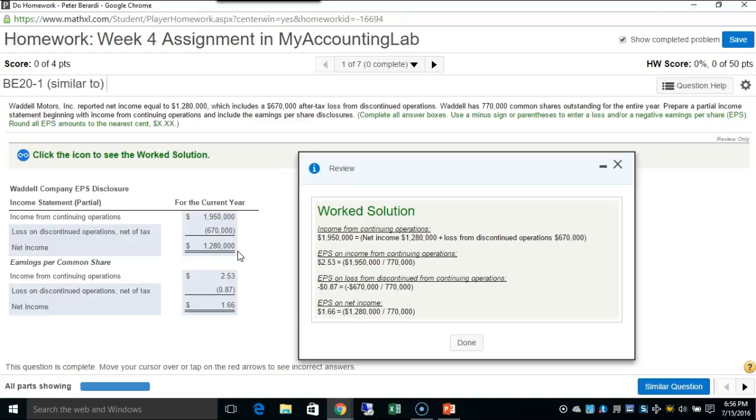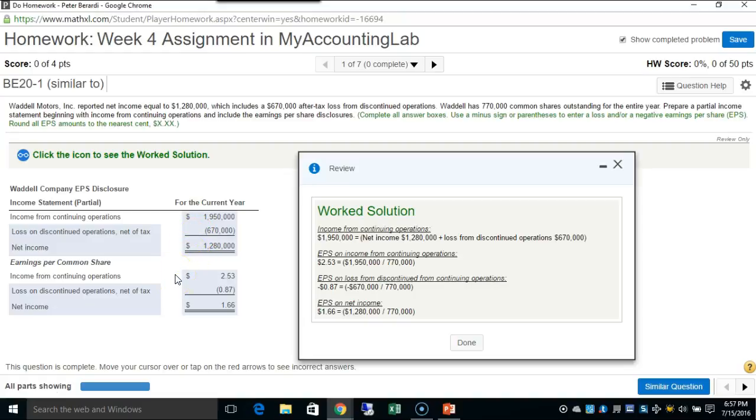The company has 770,000 common shares outstanding for the entire year. Prepare a partial income statement beginning with income from continuing operations and include earnings per share. So we already covered the income from continuing operations by simply adding the loss from discontinued operations back to net income to get the $1,950,000.